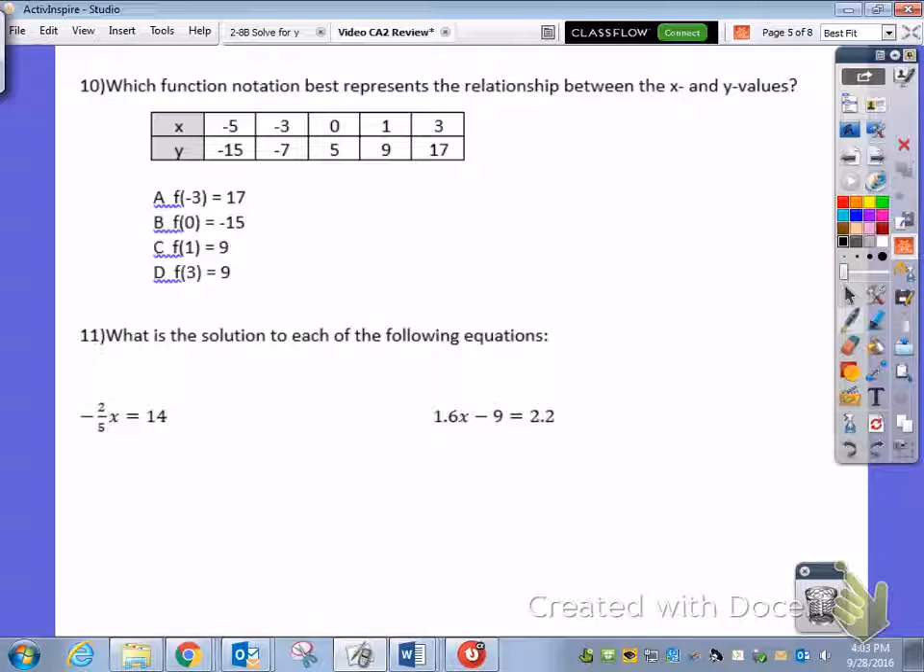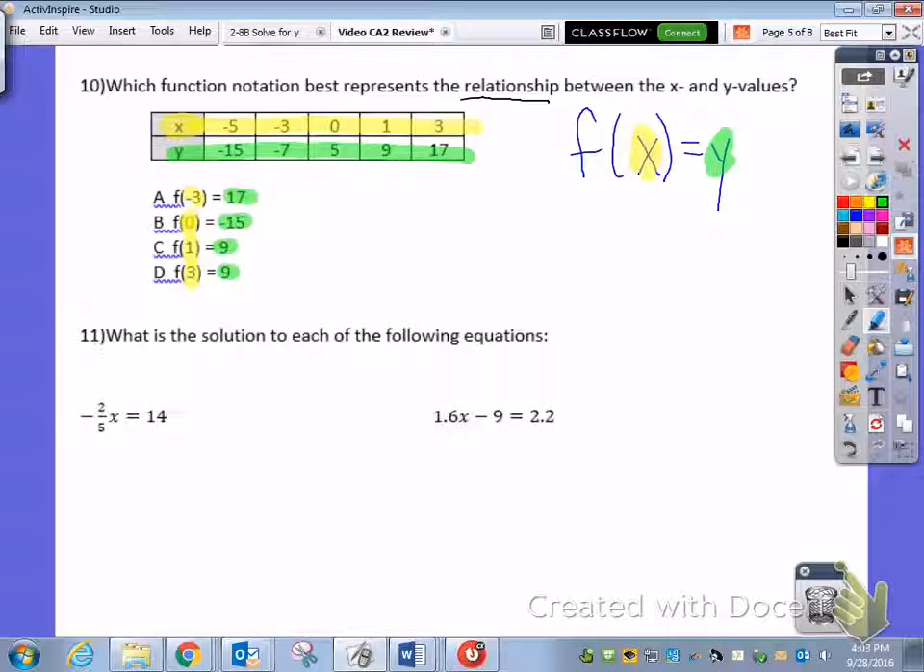Okay, on number 10, it says which function notation best represents the relationship between x and y. Now, look right here, this is x, right? And so this whole column is x. And on the bottom, this whole column is y, okay? On function notation, it's always f of x equals y. So x is in the parentheses. So these numbers in the parentheses represent x. And then the y is the one that's on the outside. It's not by the f, okay?